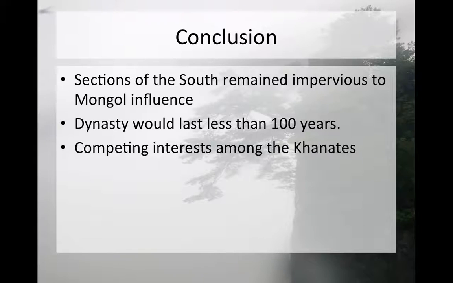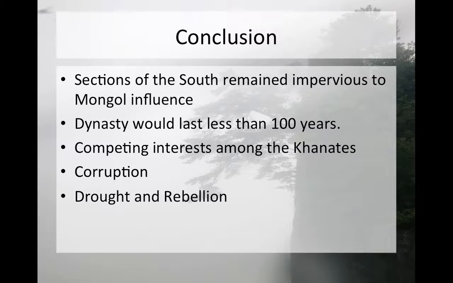So, what happened? Well, effectively, the Khanates began competing with one another. Religion, culture, history, and distance now separated what was once Genghis Khan's mighty empire. Corruption began to exist in the provinces. There was a series of droughts, rebellions, unhappy peasants, and what seems to be a recurring trend in history.